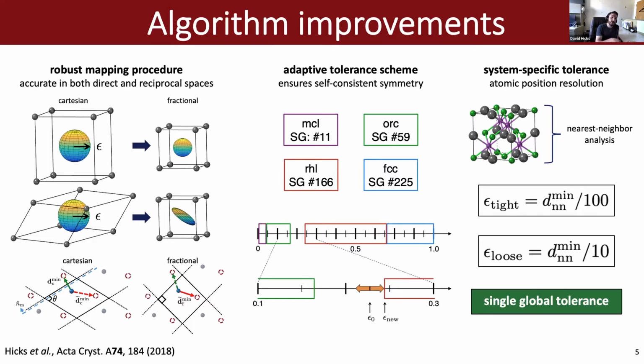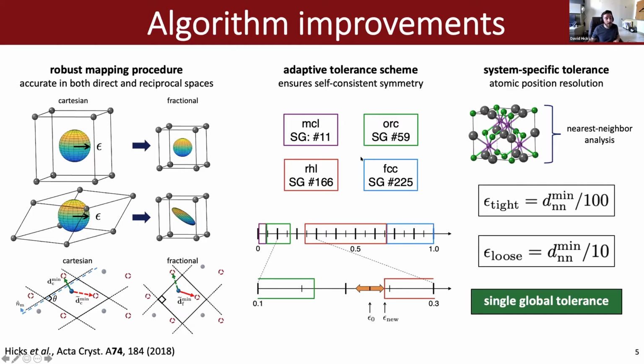So the 3 algorithm improvements that I wanted to highlight is, again, related to this mapping procedure. If you're working in different spaces, if they don't have a uniform metric tensor, then you need to be careful when you're doing mappings. If you're interested in this idea, I would encourage you to read the article we wrote. We have a long discussion on this, and it's actually quite interesting.